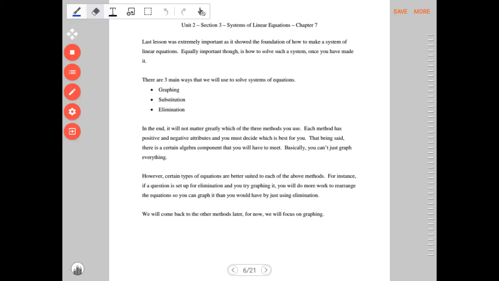That being said, there is a certain algebra component that you have to meet the curriculum outcomes for grade 10 math. Basically, you can't just graph everything on your calculator. However, certain types of equations are better suited to each of the above methods. For instance, if a question is set up for elimination and you try to use a graphing method, you'll actually do more work to rearrange the equation so you can graph them than you would have done had you just done elimination. Okay, we're going to come back to the other methods later. For now, our focus is on graphing.